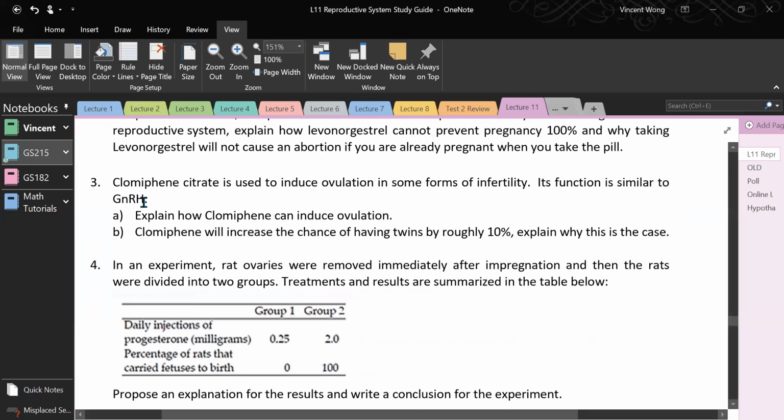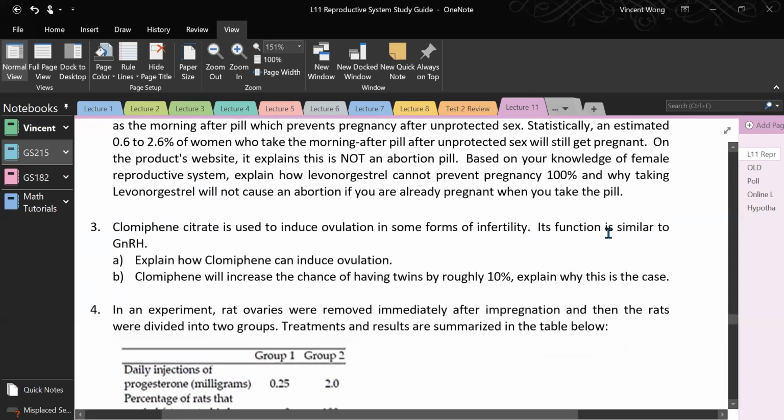Good job. Number three, there is another drug that I also cannot pronounce, but I can pronounce the citrate. This one, clomiphene citrate, is used to induce ovulation in some forms of infertility. Its function is similar to GnRH. So explain how it can induce ovulation.